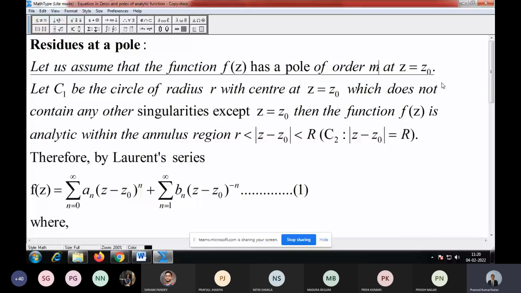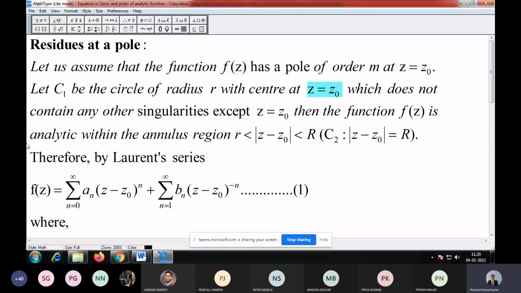So f(z) has a pole of order m at z equals z naught. It means f(z) is not analytic at z equals z naught. Now let us take a circle of radius r with center at z equals z naught, which does not contain any other singularities except z equal to z naught. Why are we doing these things? Because yesterday we already discussed it.